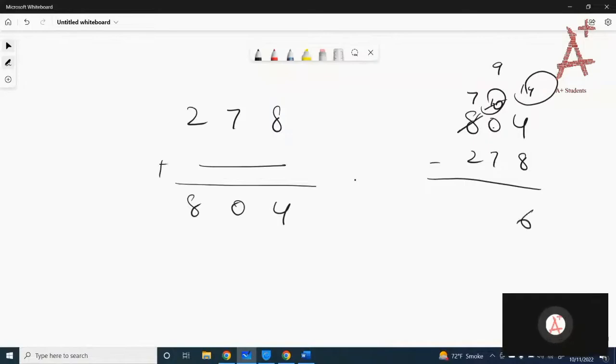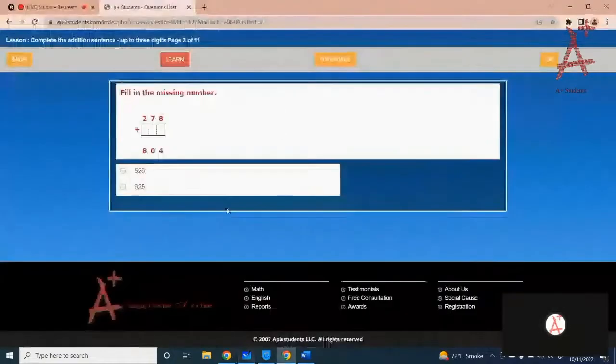So 14 subtract 8 is 6. 9 subtract 7 is 2. And 7 subtract 2 is 5. So it would be 526. That means if you add 526 to 278, it would be 804. You can check by adding: 8 plus 6 is 14. Write 4 over here and carry 1. 7, 8, 9, 10, it would be 0 and carry 1. So 5, 6, 7, and 8, it would be 804. Got it? Okay, just select the correct option and move on to the next question.